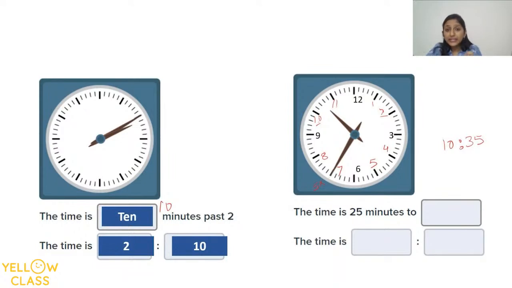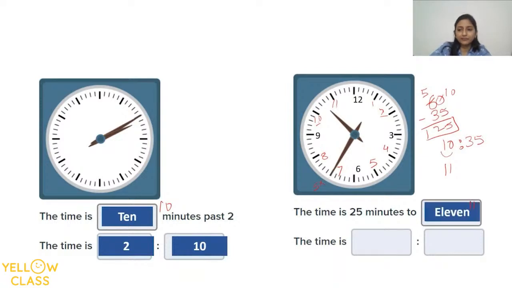Yes, after 10:35, if I say what hour will come, this is the 10th hour going on, so then 11 o'clock will happen. Yes, so how many minutes are remaining? 25 minutes are remaining. How are we getting 25 minutes? I'm subtracting 35 from 60. That's how I get 25 minutes remaining, because 35 have passed and only 25 are remaining. Okay, from here 7 to 12. So 25 minutes to 11, and the time is 10:35.